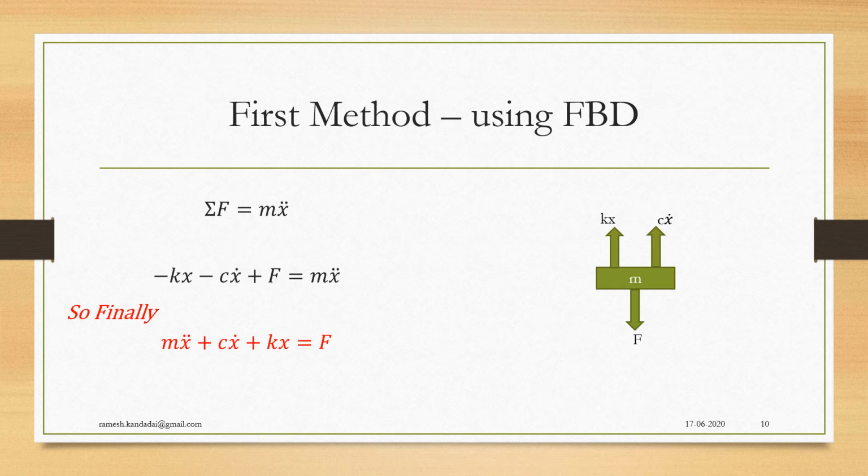So given that downward direction is positive, and we write the balance of external forces, you get m x double dot plus kx plus c x dot is equal to the sum of external forces. The F indicated in the drawing is, of course, the resultant force.